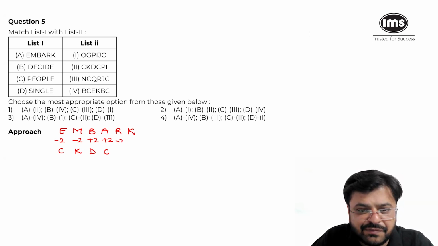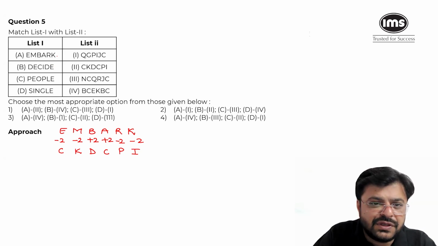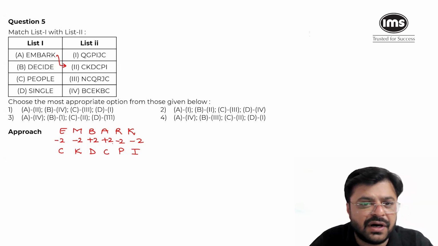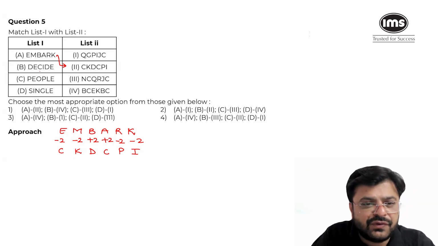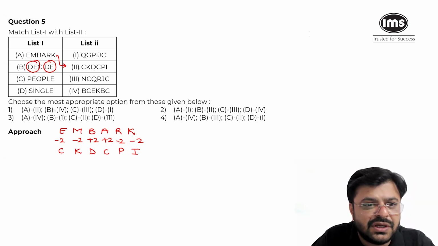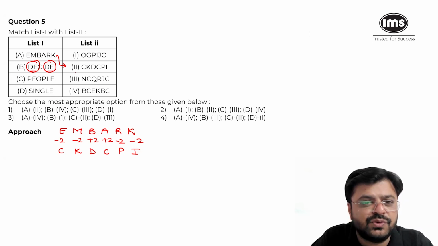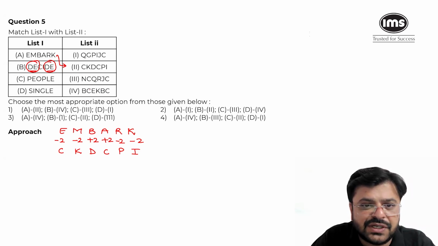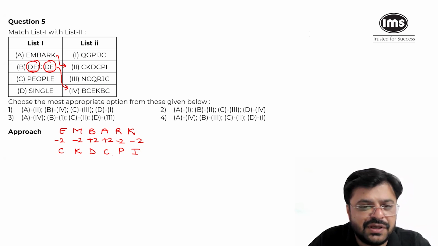And the next two again, we will get by subtracting 2. So it will be P and I. So the code for the word embark will be this. Now, if you see this, in this case we'll be subtracting 2, and the last two letters will also be subtracting 2. And here these are same. So we just need to check in which code we have the first two and last two letters same. As you can see, that is in case 4. So you can simply connect it.